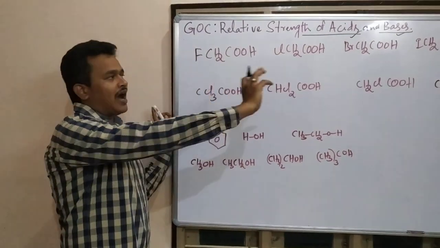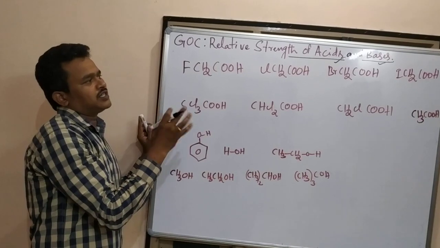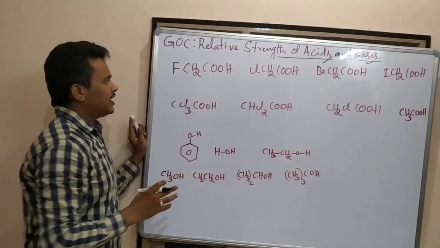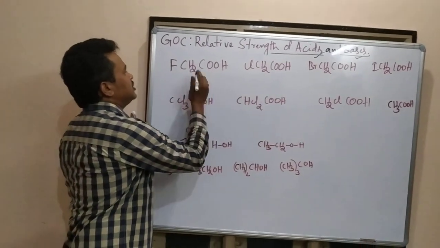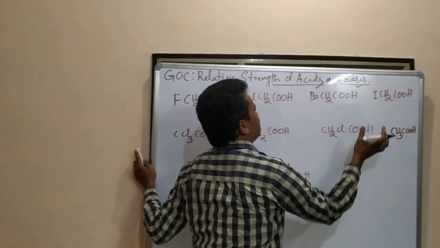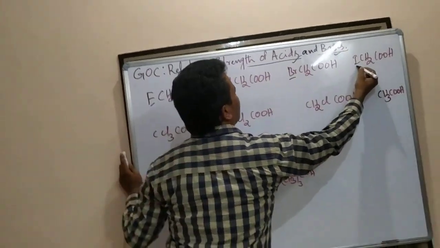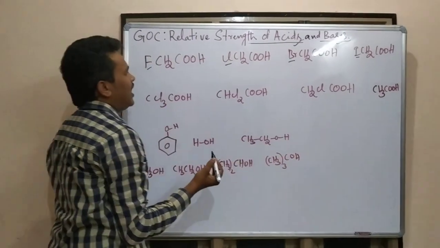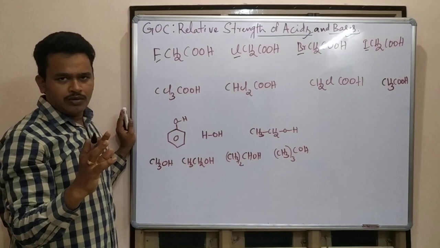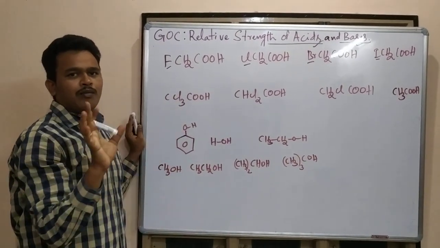Here are some acids they have given. We have to find which is more acidic, which is a strong acid, which is a weak acid. We have to arrange them. Here, what have they given? This part is the same. See, this part is also the same. The only difference is that here fluorine is there, chlorine is there, bromine is there, iodine is there. So what we discussed: the corresponding oxide ion must be stable. If the corresponding oxide ion is stable, that acid will be stronger.